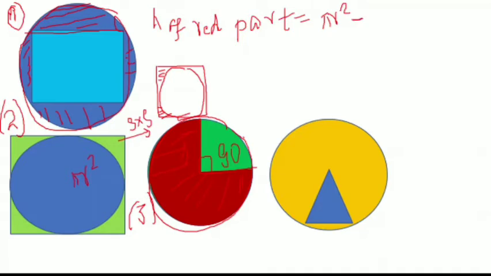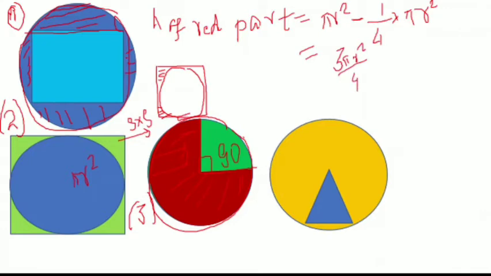Now the area of the red part is the area of the circle minus the area of the quadrant. If it is 90 degrees, then this sector becomes a quadrant. Quadrant means 1/4 of the area of a circle. 1/4 of a circle is the quadrant, so easily you can find it out. If we solve this, it will come as 3 pi r square upon 4.